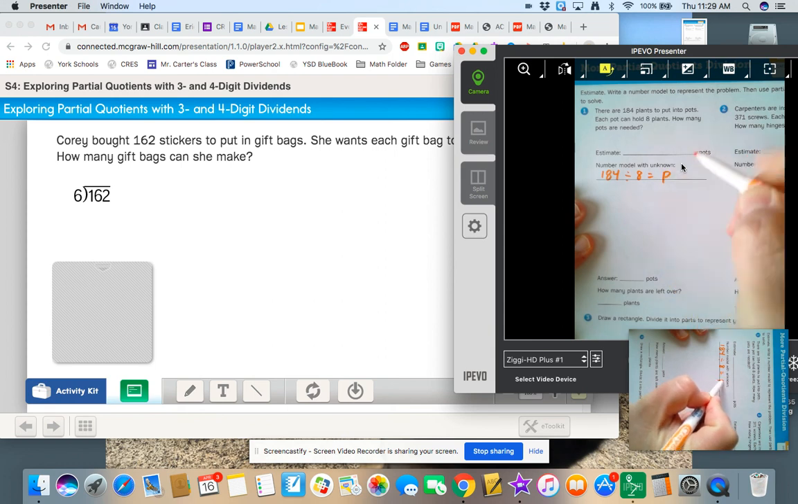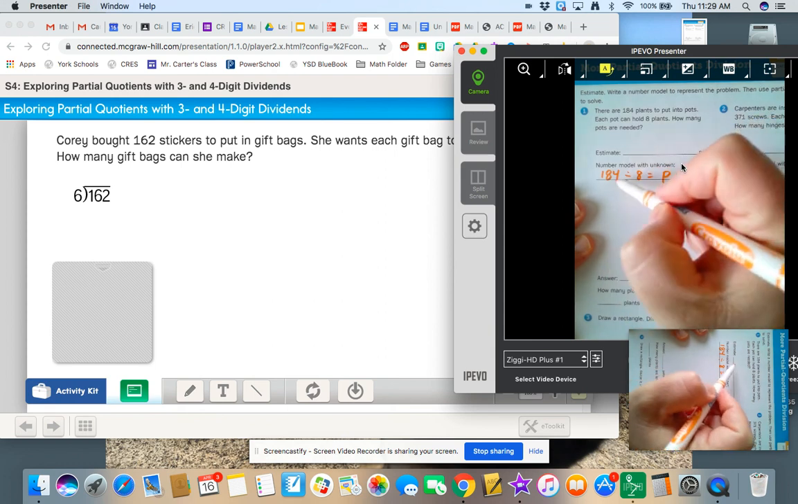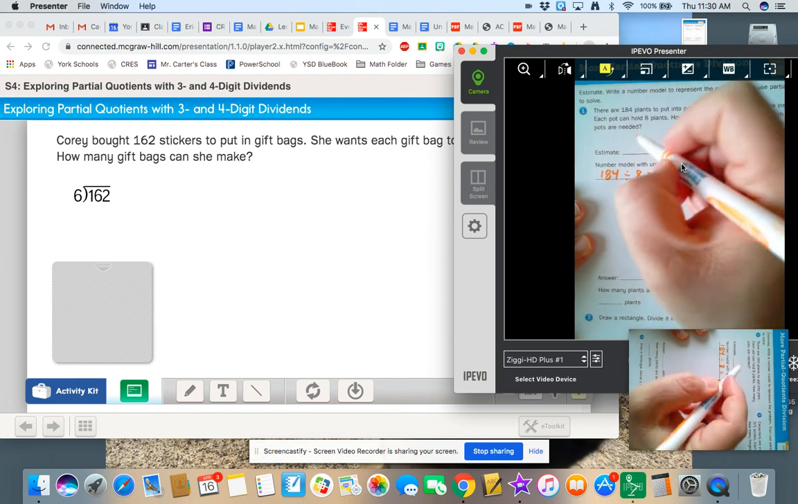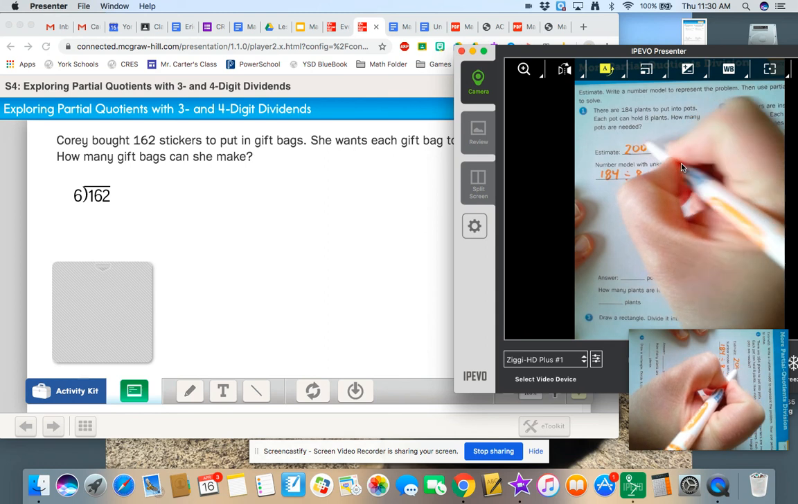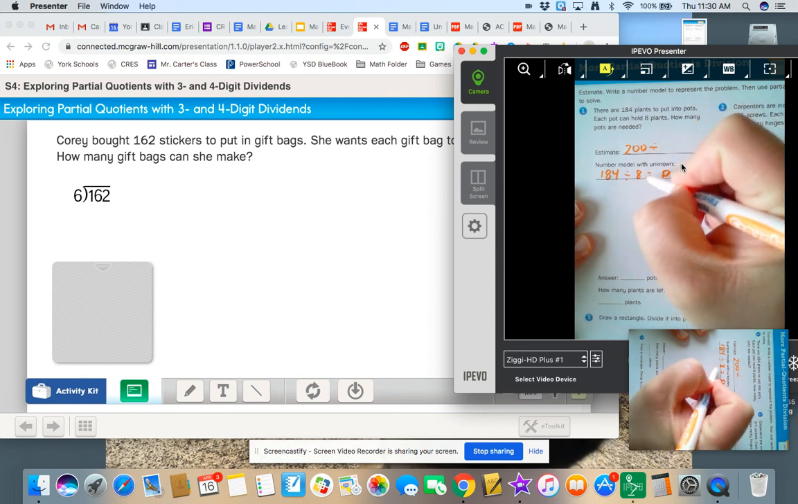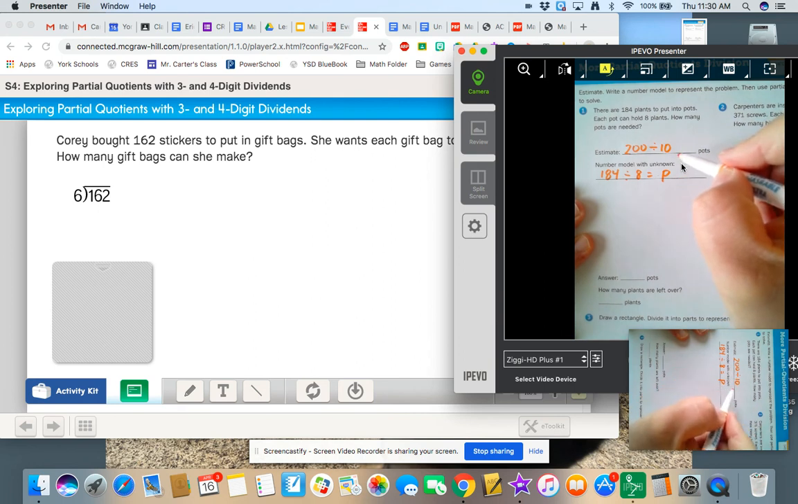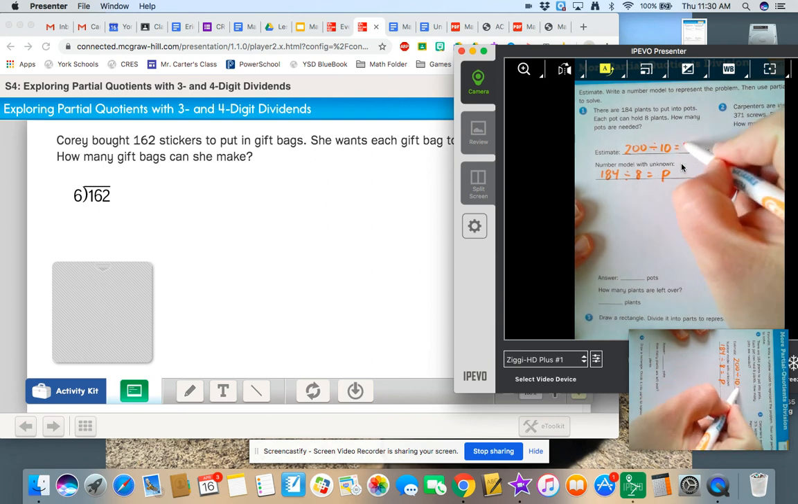Now I'm going to do our estimate. Now that I see the number model, I'm going to make an estimate out of that. I know that 184 is close to 200, and I know that 8 is close to 10. So 200 divided by 10 would equal 20. So our estimate's 20 pots.